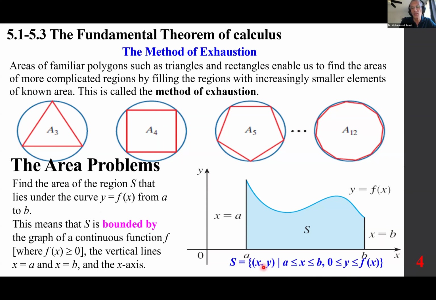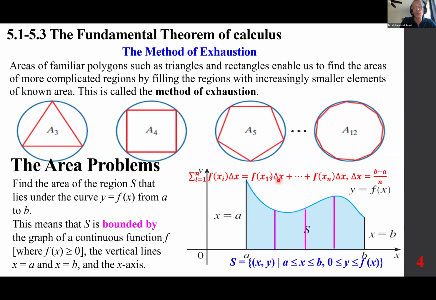S represents the set of pairs x comma y such that x is between a and b inclusively, and y is between 0 and f of x inclusively. So, how do we find this area? The method of exhaustion. We cut it into so many rectangular strips, and the formula that we use is the Riemann sum, summation of f of x sub i delta x as i goes from 1 to n.